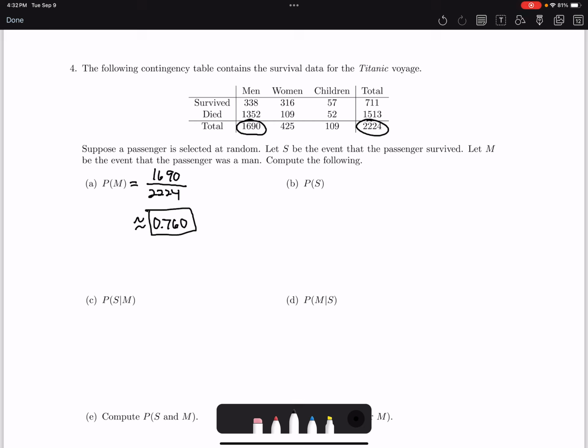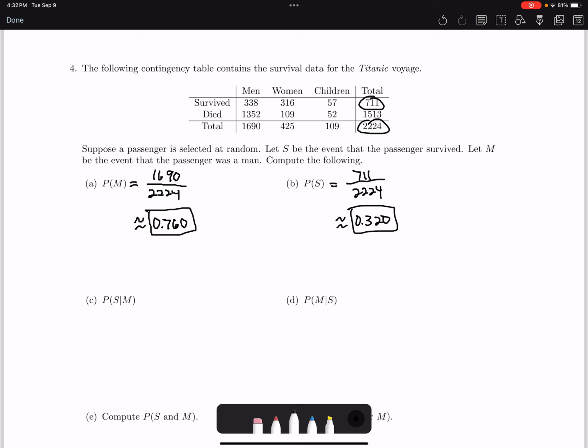Okay, part B. What's the probability that the individual survived? Well, the probability the individual survived would be the number of survivors divided by the total number of passengers. Total number of passengers is, once again, 2224. Total number of survivors would be 711. Okay, so we punch that into our calculator, and we get about 0.320 if we round to 3 decimal places.